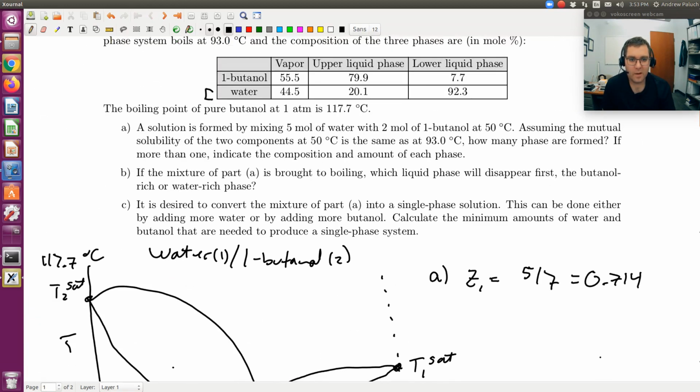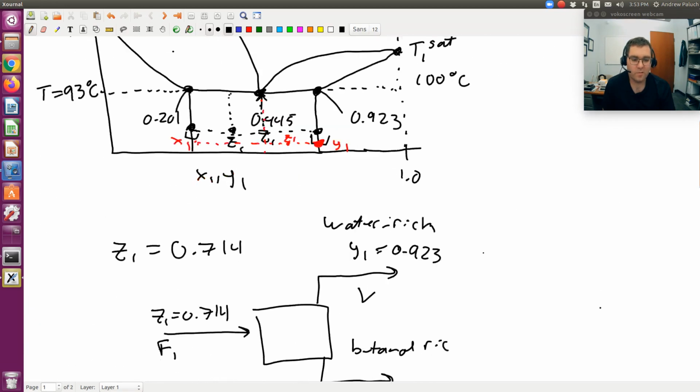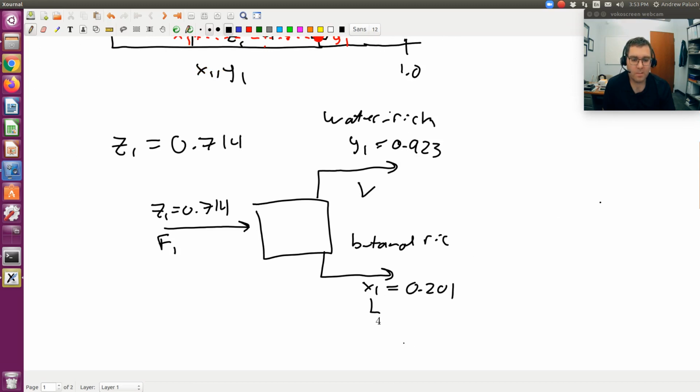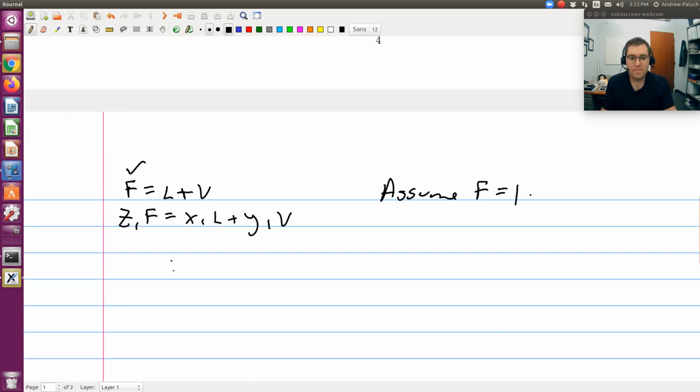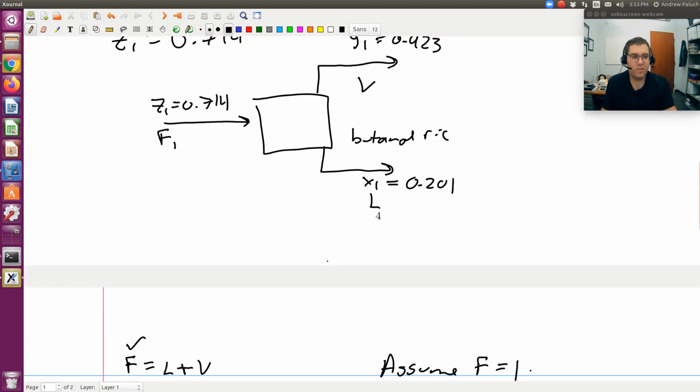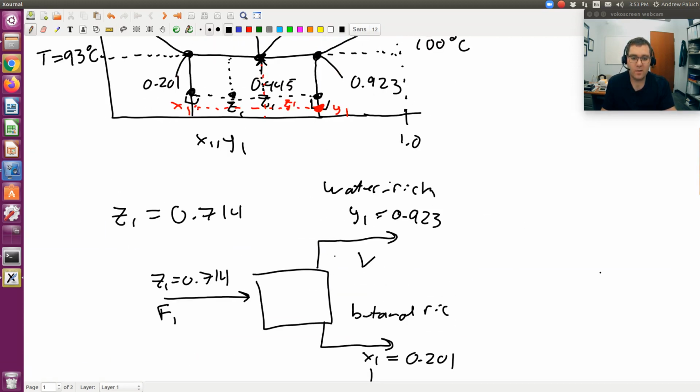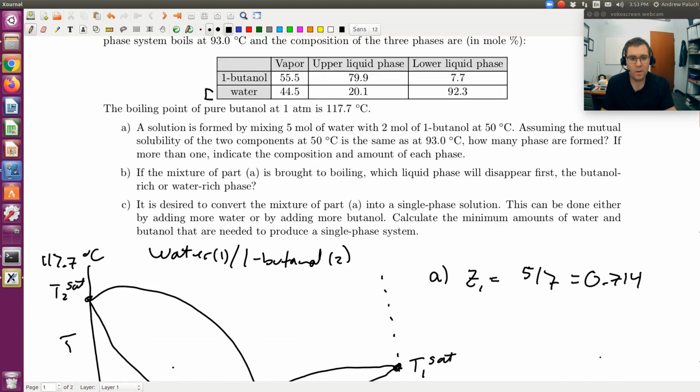then I could solve, because it wants the amounts, for L and V, the amounts in the two liquid phases. And then since I assumed F equals 1, I could say that's the fraction, or the amount, of my butanol-rich phase relative to that of my system. So assume F equals 1, you can solve for L and V, that's the relative amounts in the butanol-rich phase and water-rich phase. Okay?